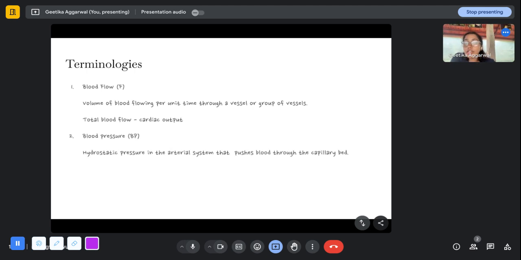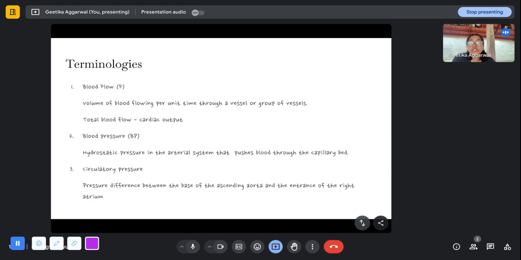Blood pressure is the hydrostatic pressure in the arterial system that pushes the blood through to the capillary bed. So if the arteries experience a lot of blood pressure because the blood is pumped with a lot of pressure from the heart, that hydrostatic pressure which is experienced by the arterial system is called the blood pressure.